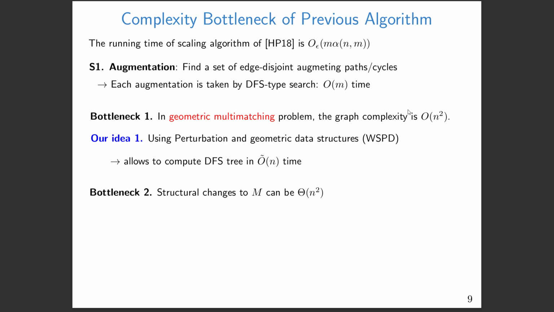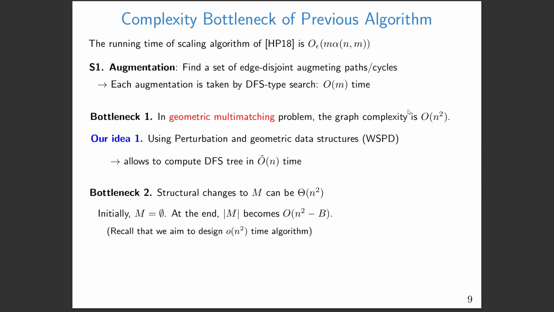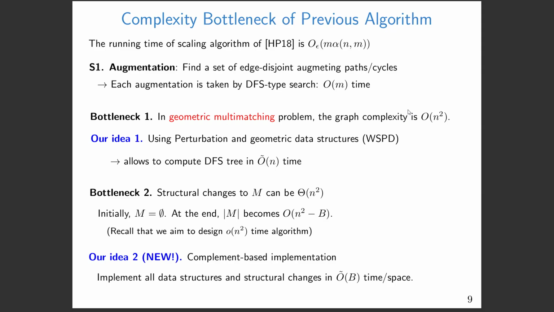And next, a more involved issue is that the number of structural changes to M can be n-quadratic. So this is as follows. Initially, M was an empty set, but at the end, its size becomes quadratic. To handle this, we are going to design a new idea, namely a complement-based implementation, to implement all data structures and structural changes running in only near-linear time and space.